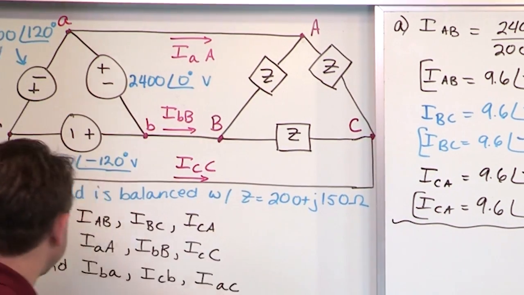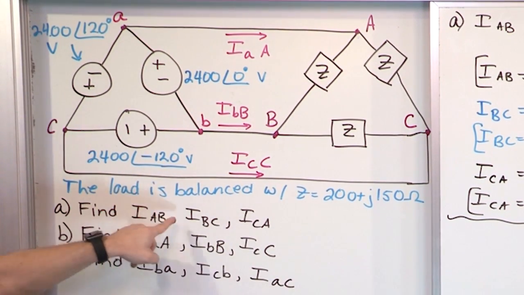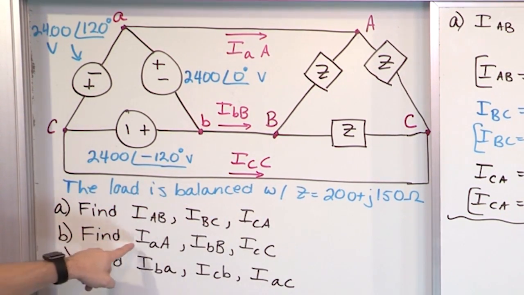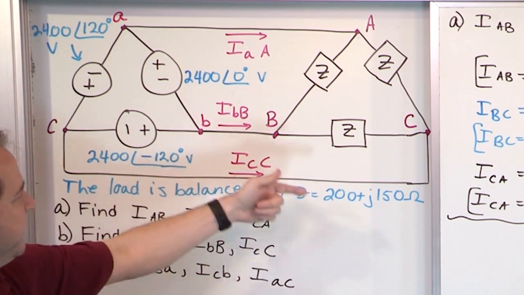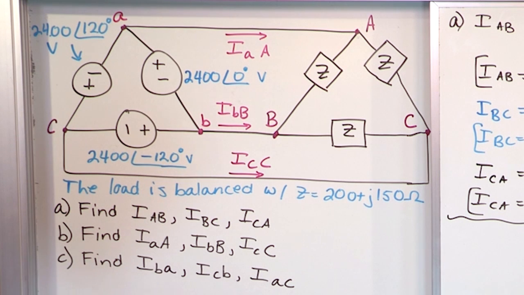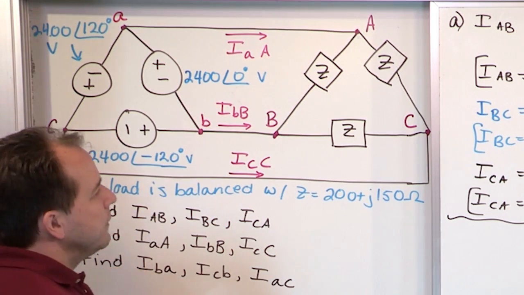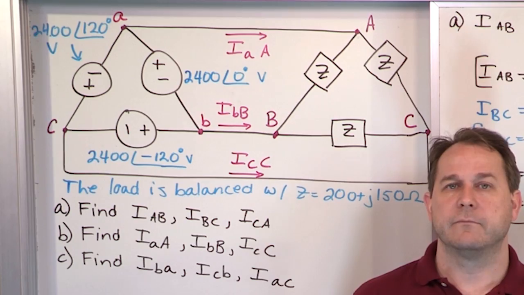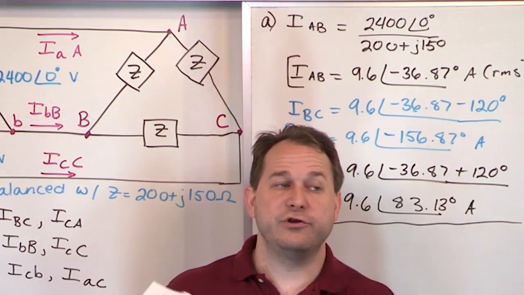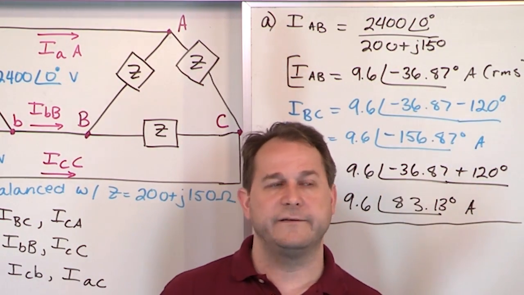All right, so the next part of the problem says, we found all of these three. Now we want to find the three line currents. That's AA, BB, and CC. We want to find all of those. So again, just like always, we're going to focus on the A phase line current and figure out that one. If you remember, once you know the currents in your delta load, you can use a shifting formula to find the currents in the line.